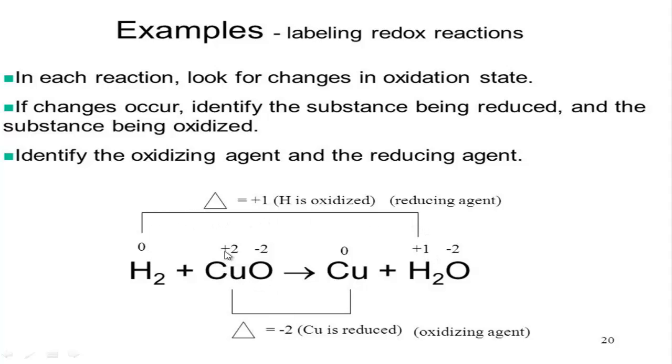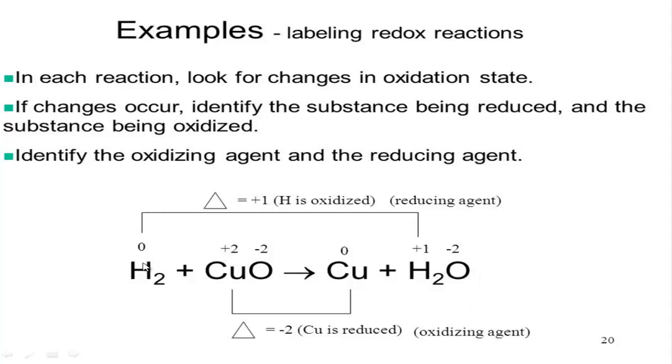And copper from +2 converted into 0. That means oxidation number is decreased. So here this part is known as the reduction reaction. And oxygen remains unchanged, -2, -2. So this is a visitor ion or spectator ion.